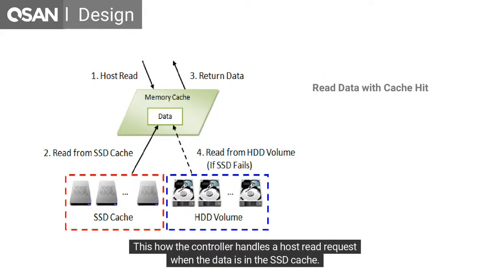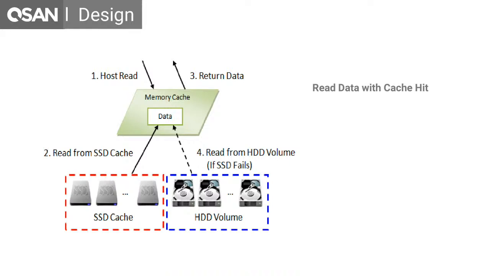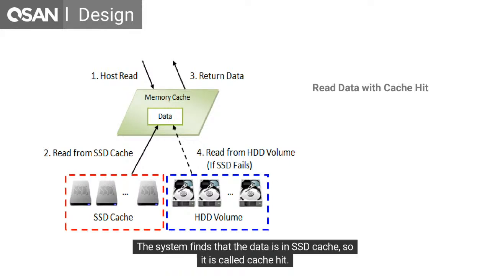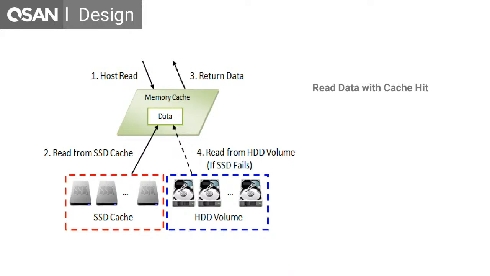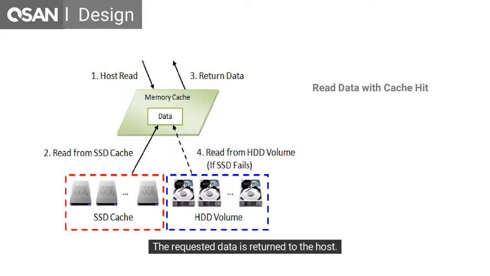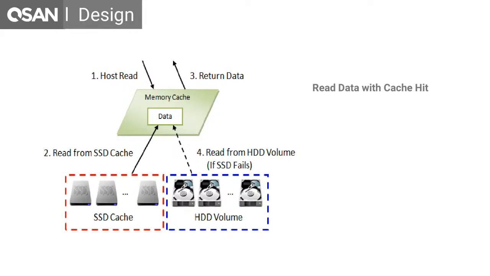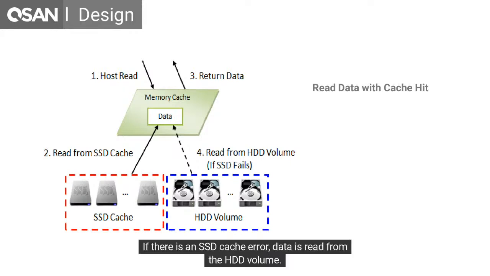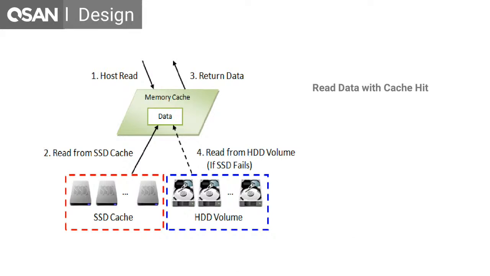This is how the controller handles a host read request when the data is in the SSD cache. 1. A host requests to read data. The system finds that the data is in SSD cache, so it is called a cache hit. 2. Data is read from the SSD cache. 3. The requested data is returned to the host. 4. If there is an SSD cache error, data is read from the HDD volume.